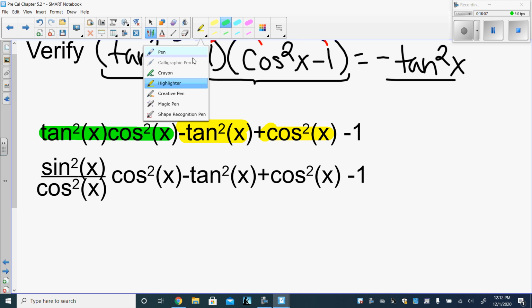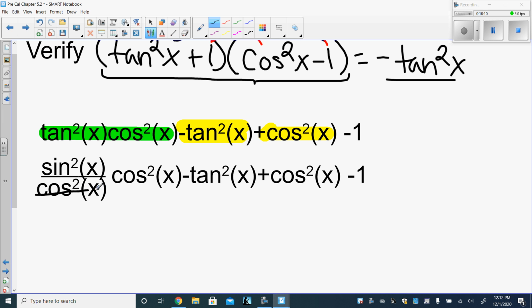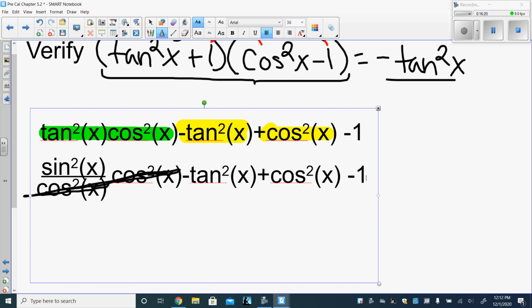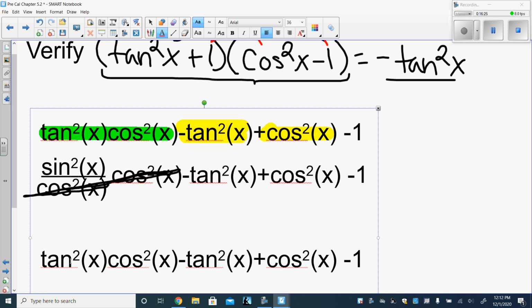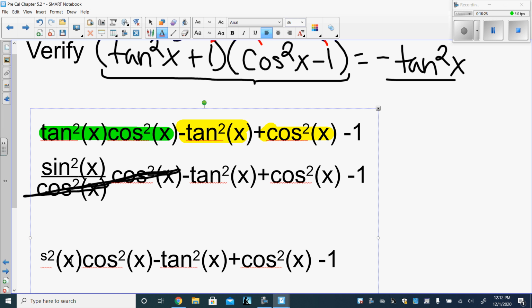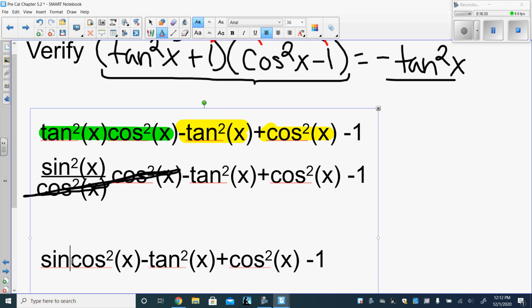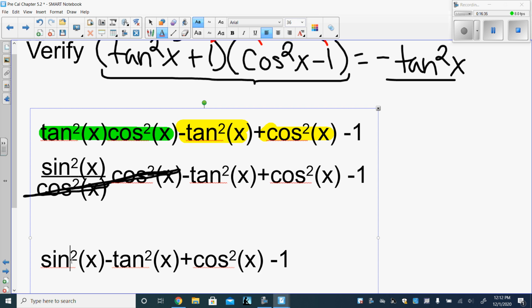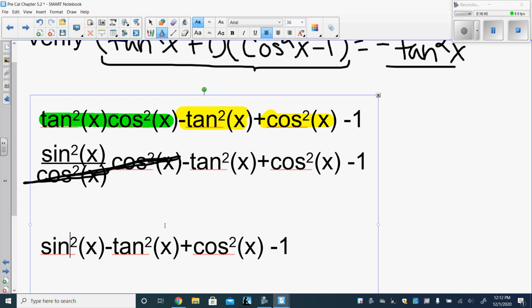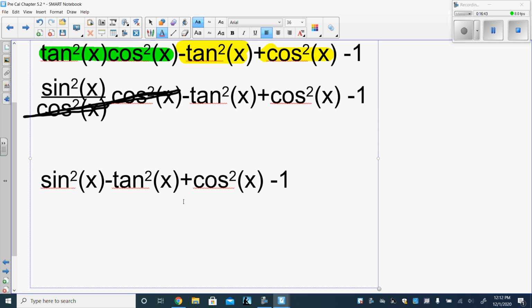Well, the reason that this is helpful is, look, cosine squared and cosine squared, when we multiply these together, these two will cancel out. Okay, and this here is helpful. Because once we multiply these together, what I'm left with is, well, this wouldn't be tangent anymore. We're just going to have sine squared because cosine squared and cosine squared canceled. And we have this here.